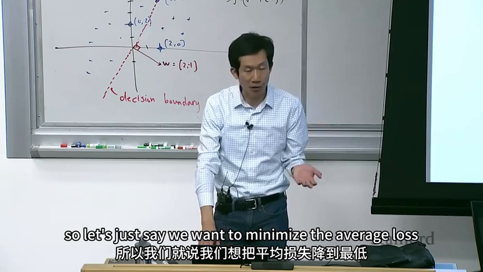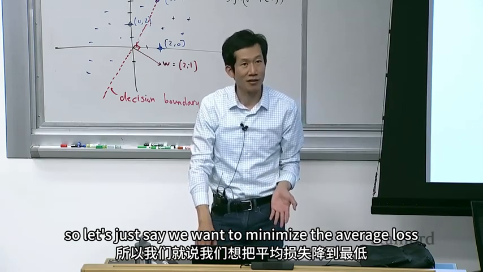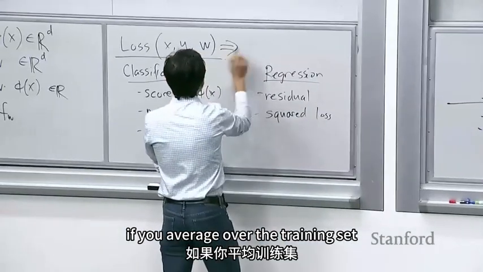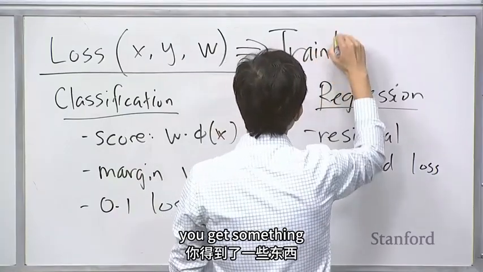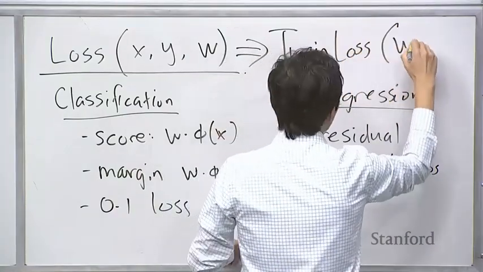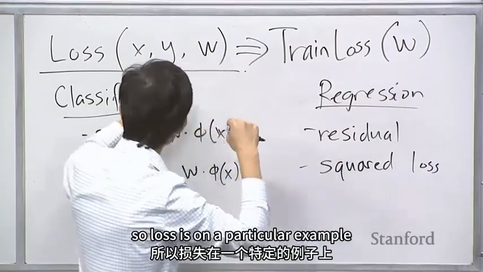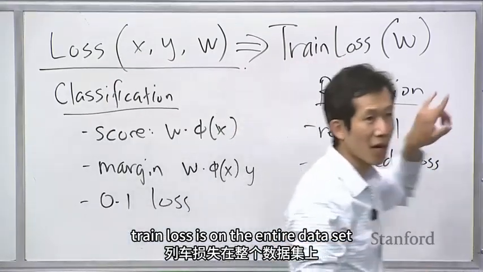So let's say we want to minimize the average loss over all the examples. Once we have these loss functions, if you average over the training set, you get something we're going to call the train loss, and that's a function of w, right? So loss is on a particular example, train loss is on the entire data set.